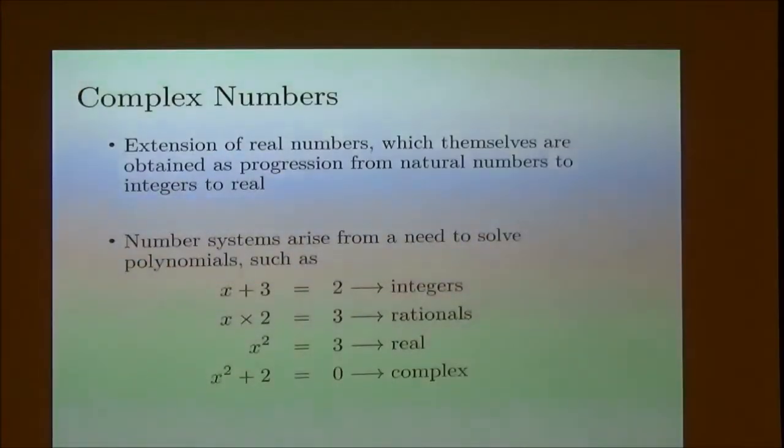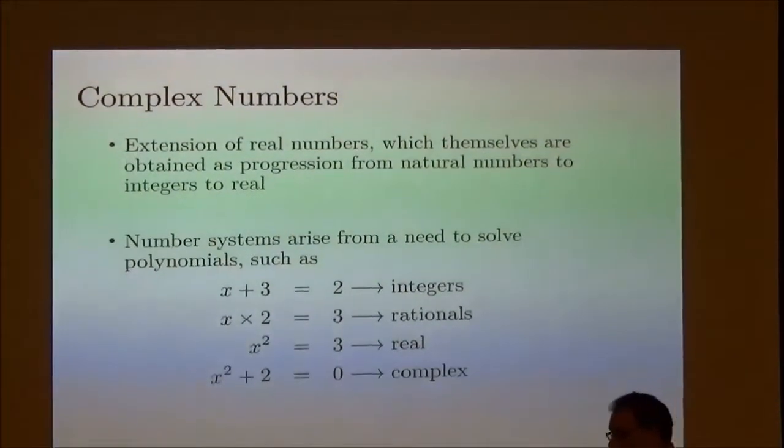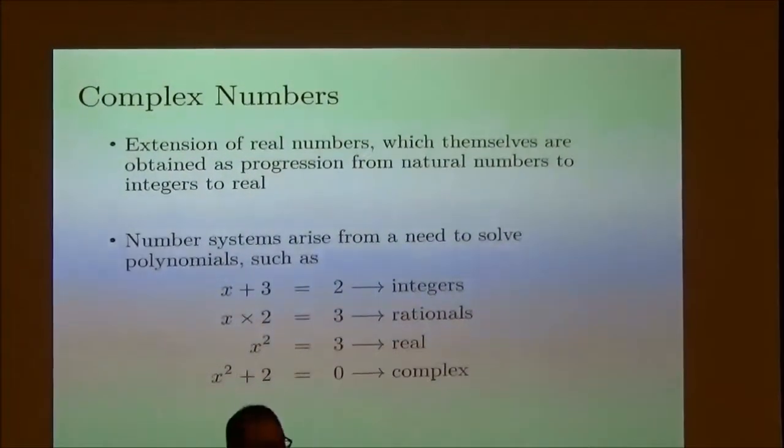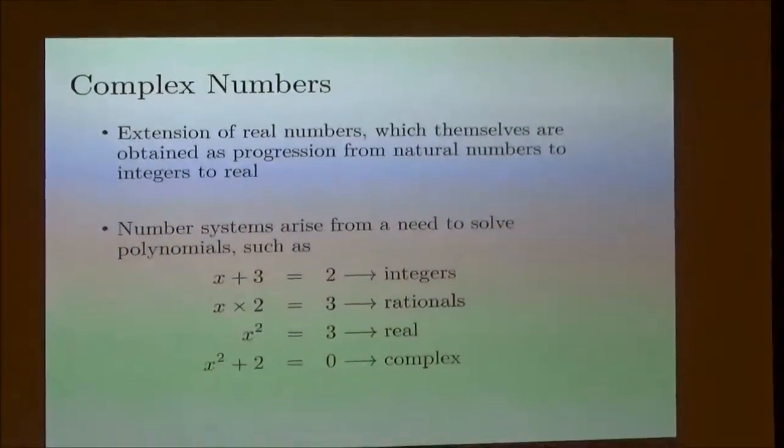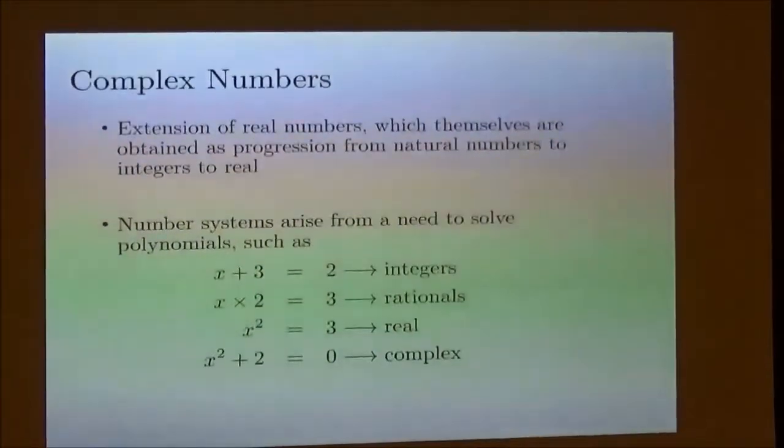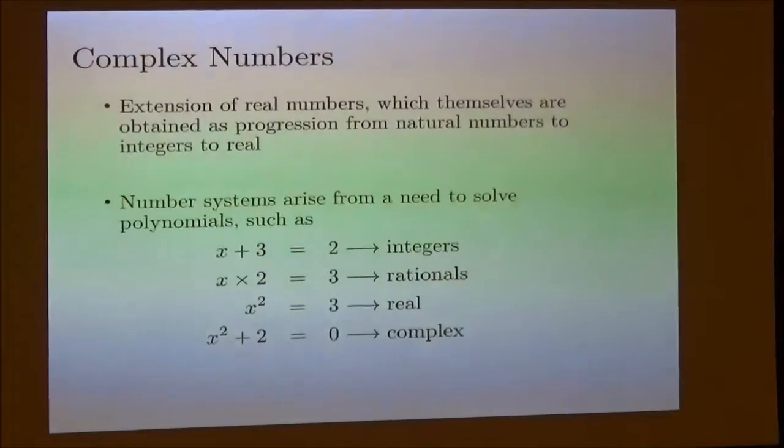Okay, so let's start with the complex numbers. Now, we all grew up learning about number systems. We started with simple numbers like natural numbers when we were a child. Our parents taught us how to count, right? Or on our fingers. Those are basically natural numbers. There were no zeros, there were no negative numbers.